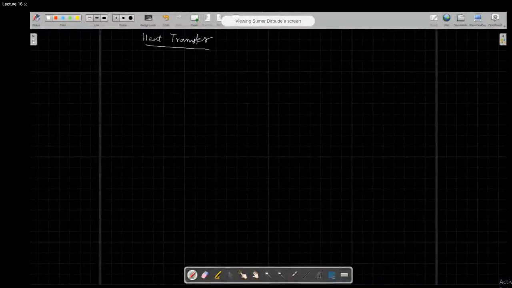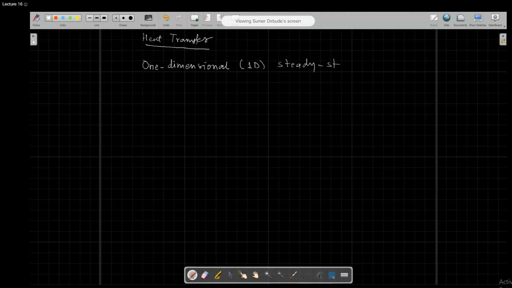And in that one-dimensional steady state conduction, in this, we'll look at one generalized problem.